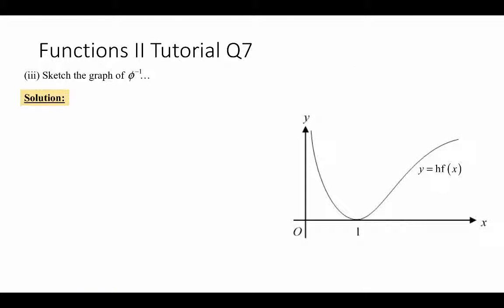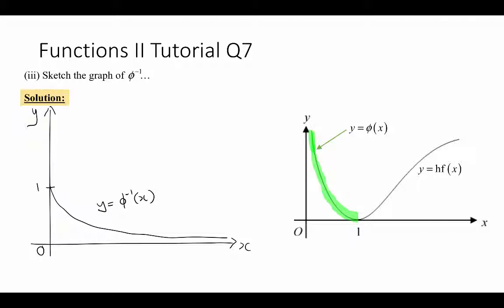For the next part, we are required to sketch a graph of phi inverse. First, the function phi is just the portion of hf(x) from 0 to 1, as highlighted in the graph. So, to draw the graph of phi inverse, it will look like this.